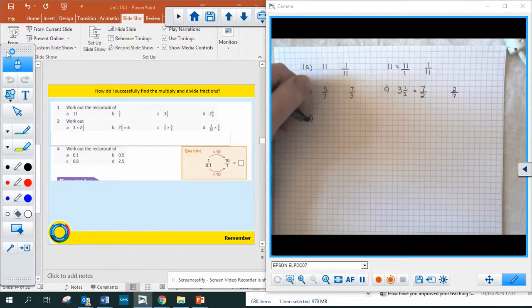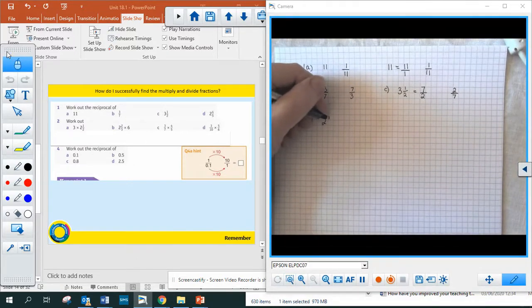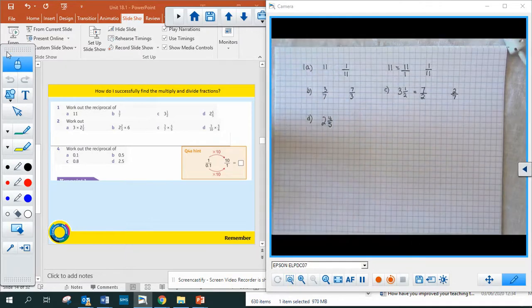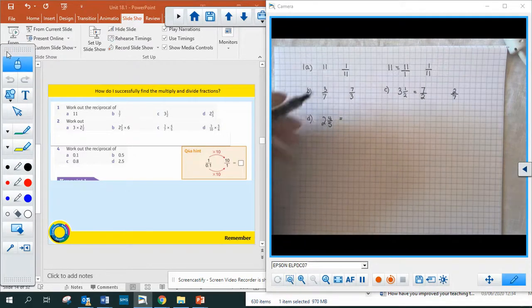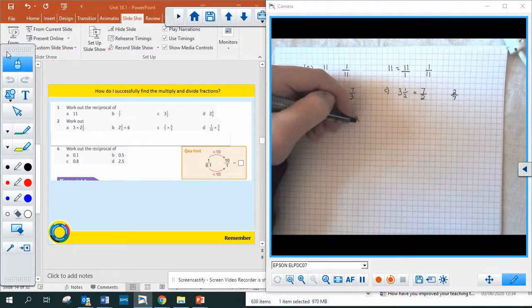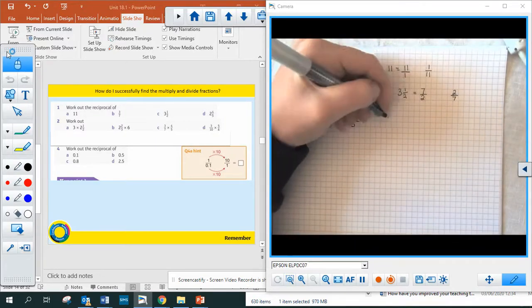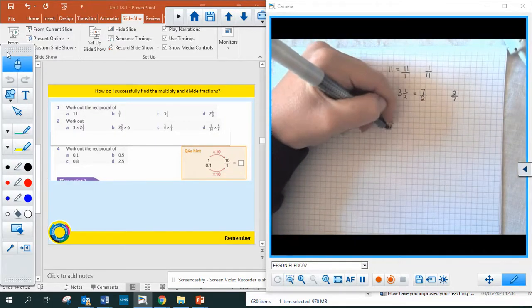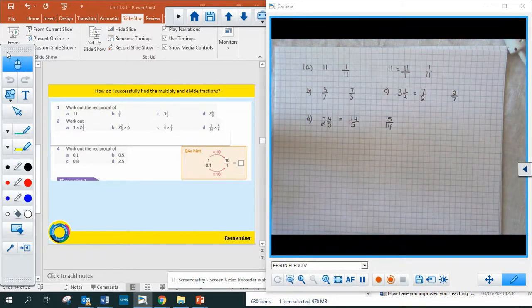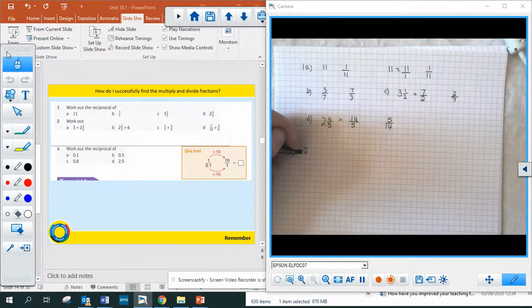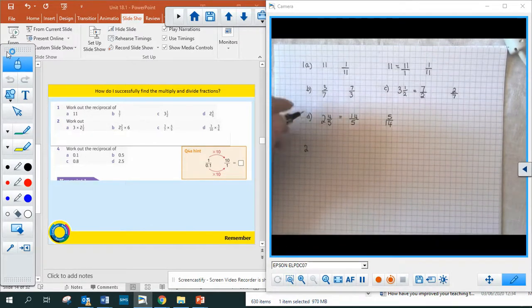Part D, it's the same. You've been given a mixed number again. We've been given 2 and 4/5. So before we can find the reciprocal, we need to find what this is as an improper fraction. 2 times 5 is 10, plus 4 is 14. So it's equivalent to 14/5. So now we can just flip 14/5 to find what the reciprocal would be, and that is 5/14, or 5 over 14. Okay? Question 2 was just checking your knowledge of multiplying fractions.